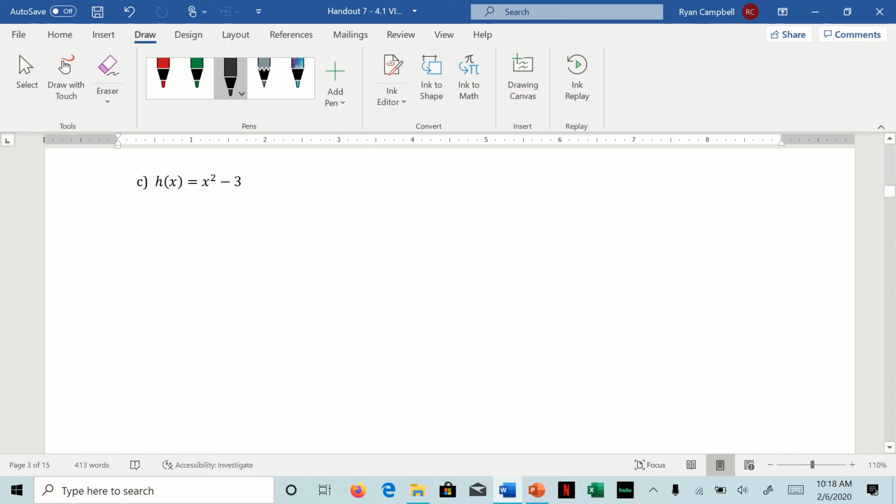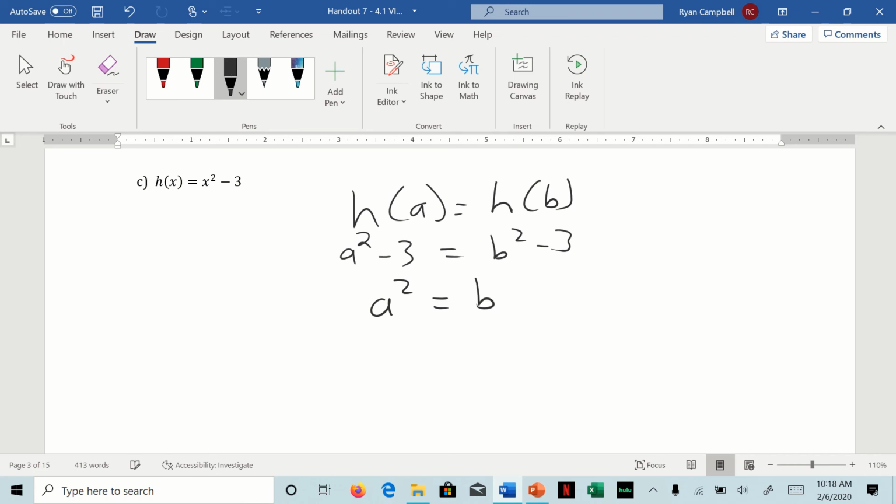So h of x is x squared plus 3. So we can do h of a equals h of b. So a squared plus 3 is b squared plus 3. A squared is b squared. And so what a lot of y'all are going to think is, oh, you take the square root, so then a equals b, and we're done. But that is not correct. So take a second and just think, what's wrong with that?